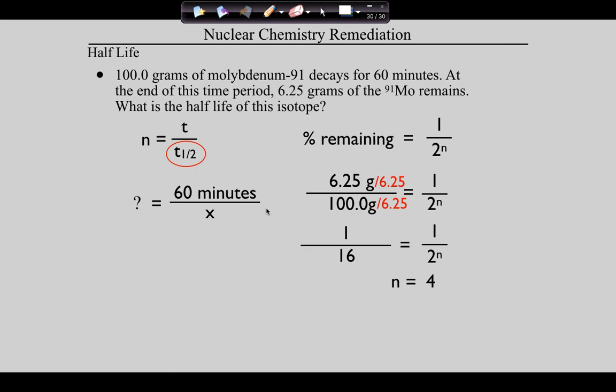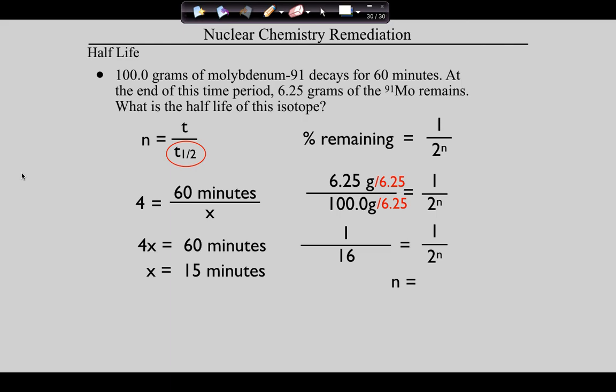Now what we can do is take that number 4 and plug it in for our question mark in our left-hand equation. Now to solve this for x, we cross multiply. 4x is equal to 60. Then we divide by 4 and we find out that the time of a half-life is 15 minutes. So again, this is an example of the other type of problem that you will need to be able to solve in the half-life problems.